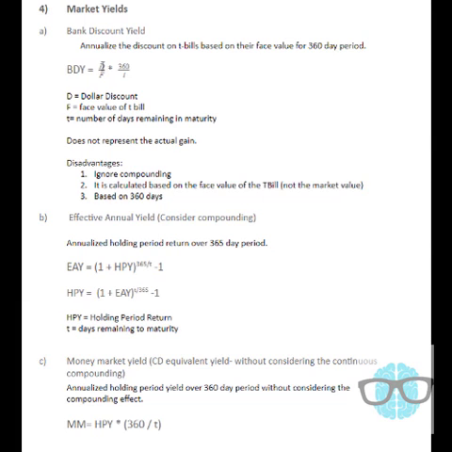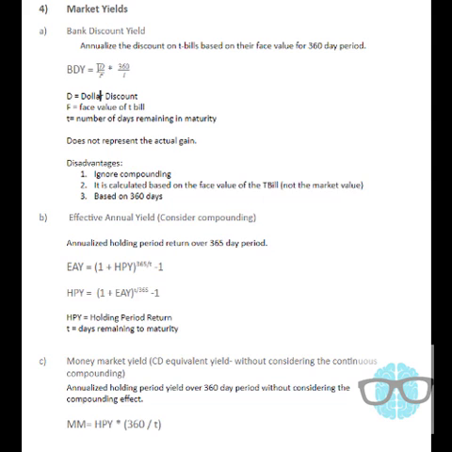We take the dollar discount on the numerator, divided by the face value of the T-bill. It's based on a 360-day period, so multiplied by 360 divided by the t, which is the number of days remaining in maturity. So for example, a T-bill has a face value of 100,000, but it is issued at 98,000.